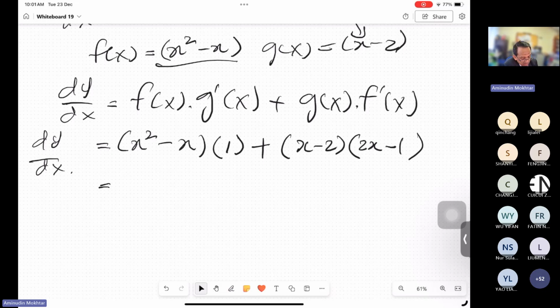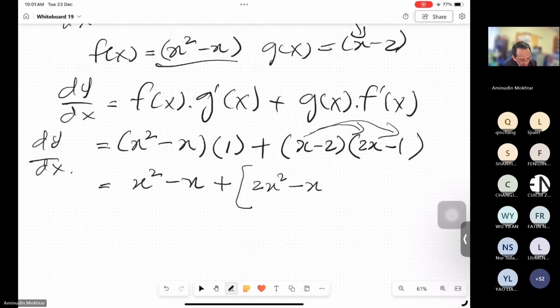We can expand this answer. So this is x squared minus x plus... okay, x times this part: x times negative 1 is negative x, and then x times 2x is positive 2x squared, and then the last one is negative 2. So it's negative 1 negative 2x. Okay, so this is not 2x.